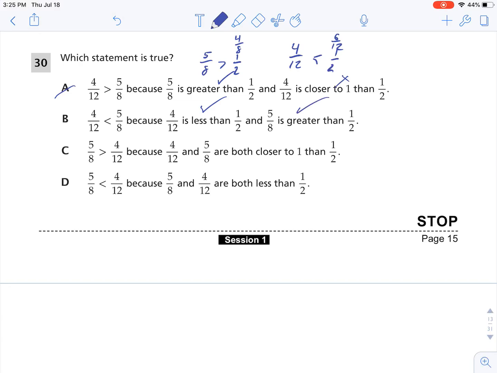C, 5/8 is greater than 4/12 because 4/12 and 5/8 are both closer to 1 than 1/2. That is not true. We said that 4/12 is closer to 0 because it is less than 1/2. So C is not correct. D, 5/8 is less than 4/12 because 5/8 and 4/12 are both less than 1/2. That is not true. 5/8 is greater than 1/2. So the answer is going to be B. 4/12 is less than 5/8 because 4/12 is less than 1/2, and 5/8 is greater than 1/2.